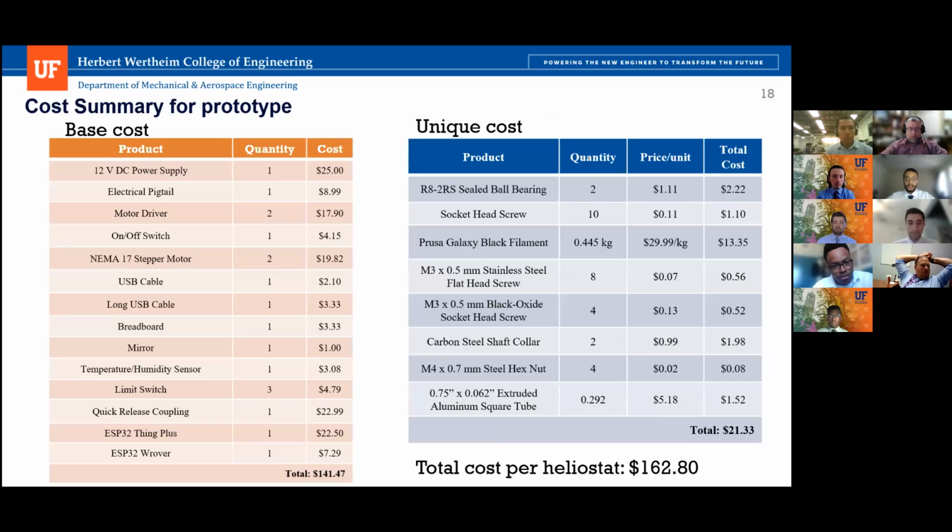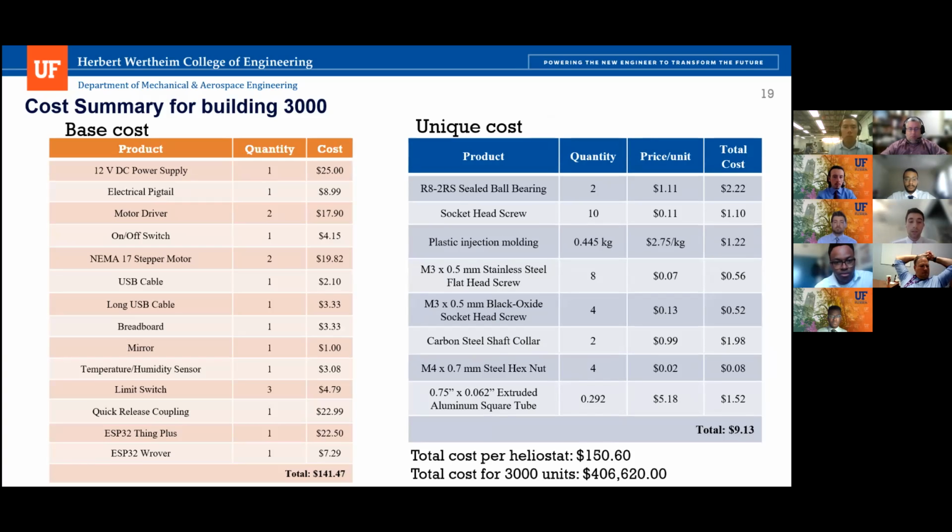Next slide. To portray our Heliostat's prototype cost summary, here's a table of the base cost and unique cost. The base cost table represents products and components provided to us through the course that were outside of our $100 budget and purchase orders. The unique cost table represents the products that our group ordered in addition to the provided products. The total cost to build our prototype design was $162.80.